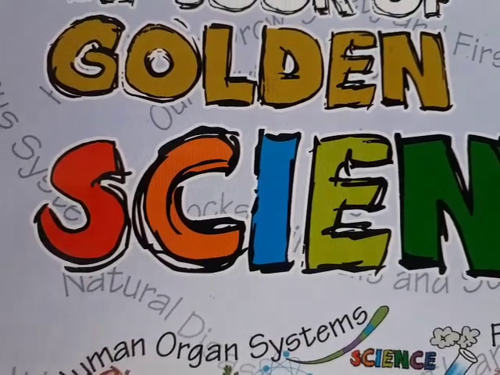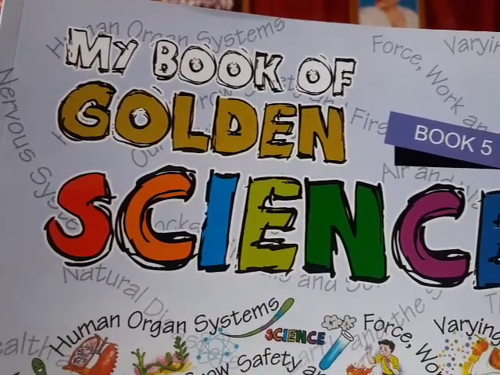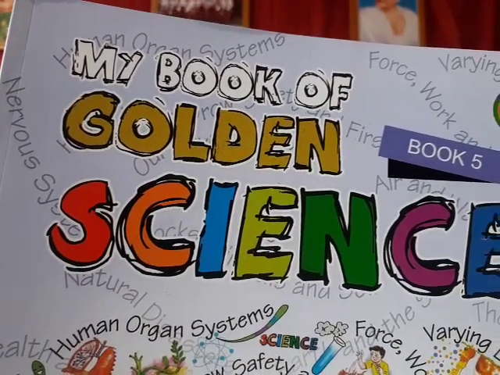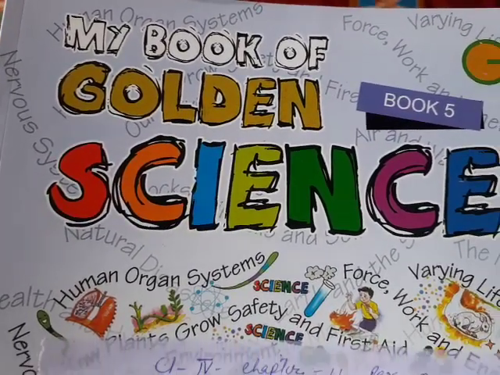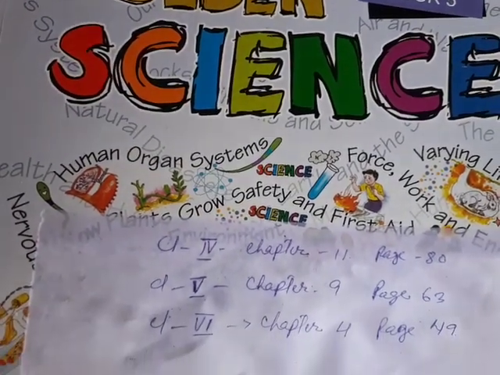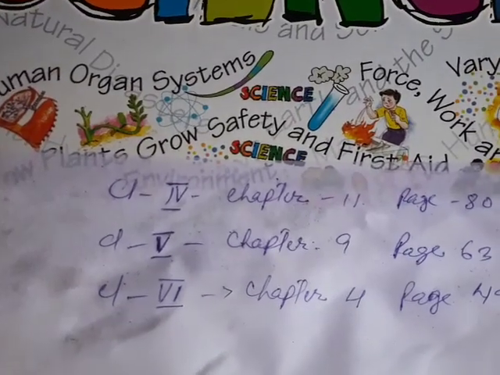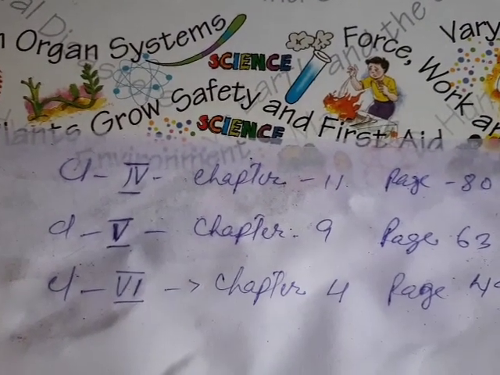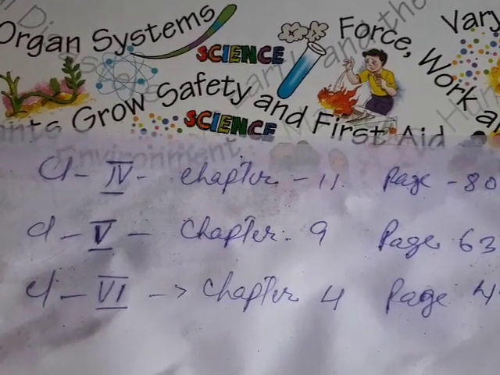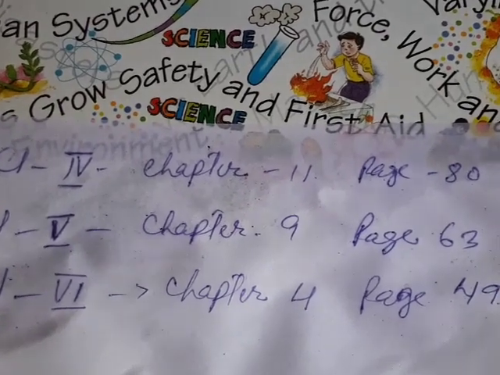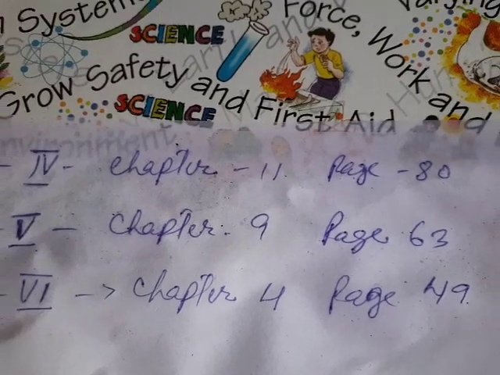Today we are going to learn my book of science, and this video is specially made for my students. Here I choose one topic related to three classes: class 4, class 5 and class 6. Turn to your textbook page number 80, class 4 chapter 11; page number 63, class 5 chapter 9; and class 6 chapter 4, page 49.